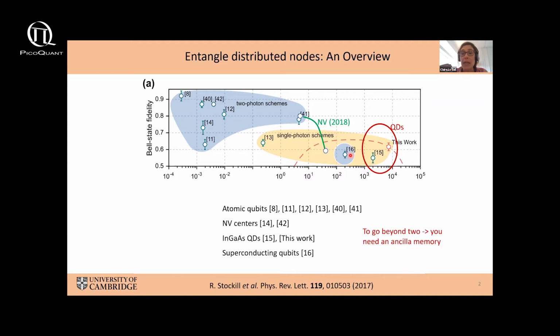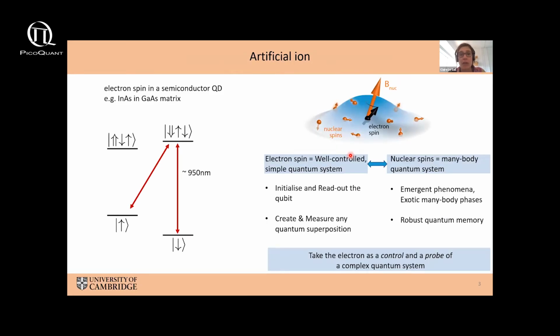So the next step is to go beyond 2 nodes and actually extend entanglement to 3, 4 remote nodes. And for that, you need to have an ancilla memory. You need to have a qubit on which you can store a given entanglement link that you have created. And to do that, what we are investigating right now is the possibility to do this using nuclear spins in a quantum dot. So for the sake of this talk, the quantum dot will be a simple man-made artificial ion.